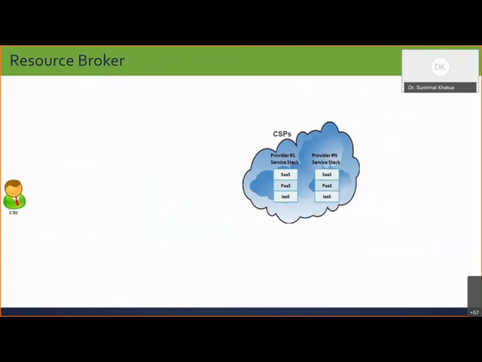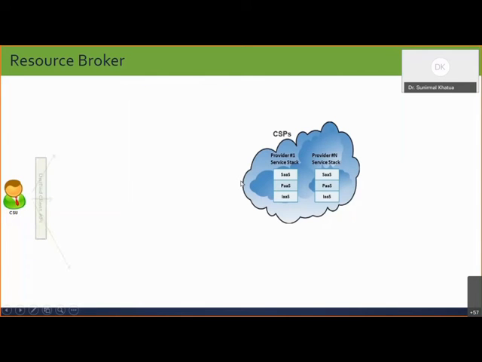Now let me discuss the general architecture for scheduling the resources. Already I told you that there is a set of cloud service providers. Each cloud service provider provides some service stacks, either in terms of infrastructure service, platform service, or software service. Now there is some cloud user. For the cloud user, it may be a very tedious job to decide which cloud service provider will give the best solution for deploying our application.